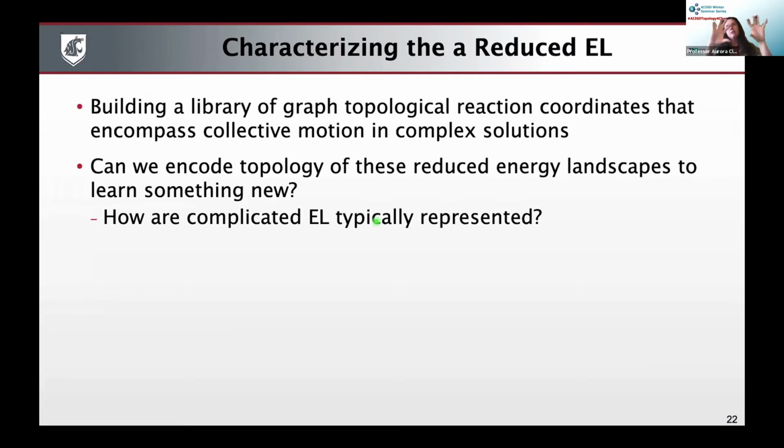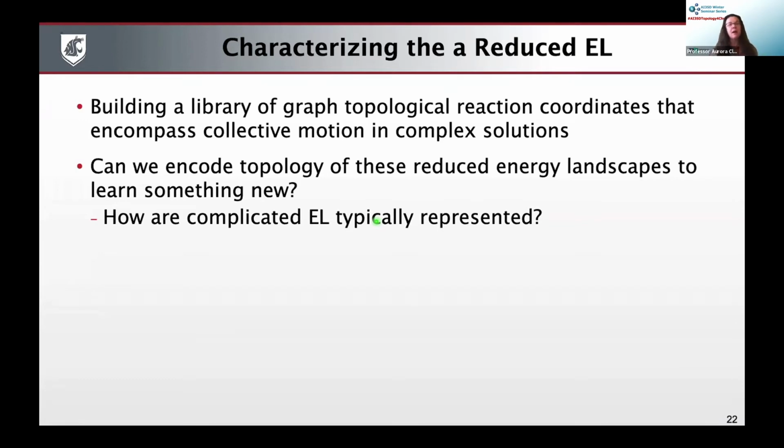So that takes care of, or is addressing some of, that first piece, which is how do we reduce this very high dimensionality associated with the energy landscape. The next question is how do we encode the topology of these reduced energy landscapes to learn something new? And we've already seen some really beautiful work associated with energy landscapes, and I'm going to build upon that. And so I'm very thankful that Ingrid talked before me.